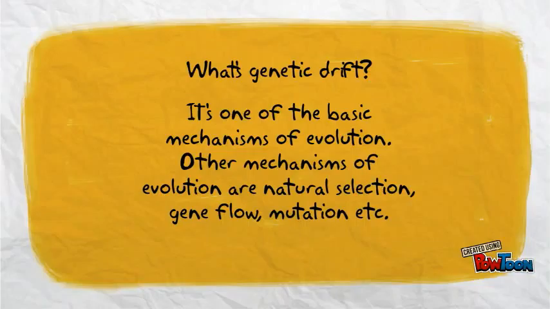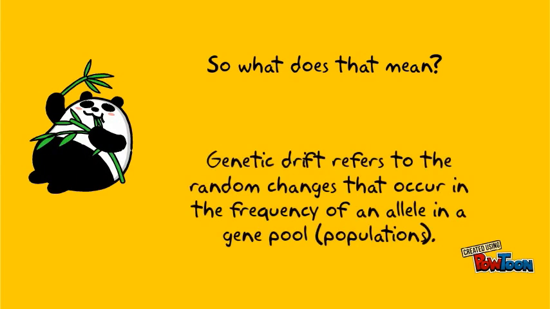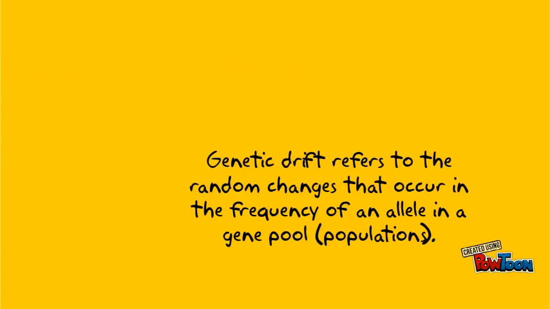Let's look at an example to better understand this. Let's say we have a population of 12 people living in an area. 6 people are red and 6 are blue. So we have a 50-50 red and blue population. The red and blue are examples of alleles. Alleles are heritable traits that are inherited from a parent.